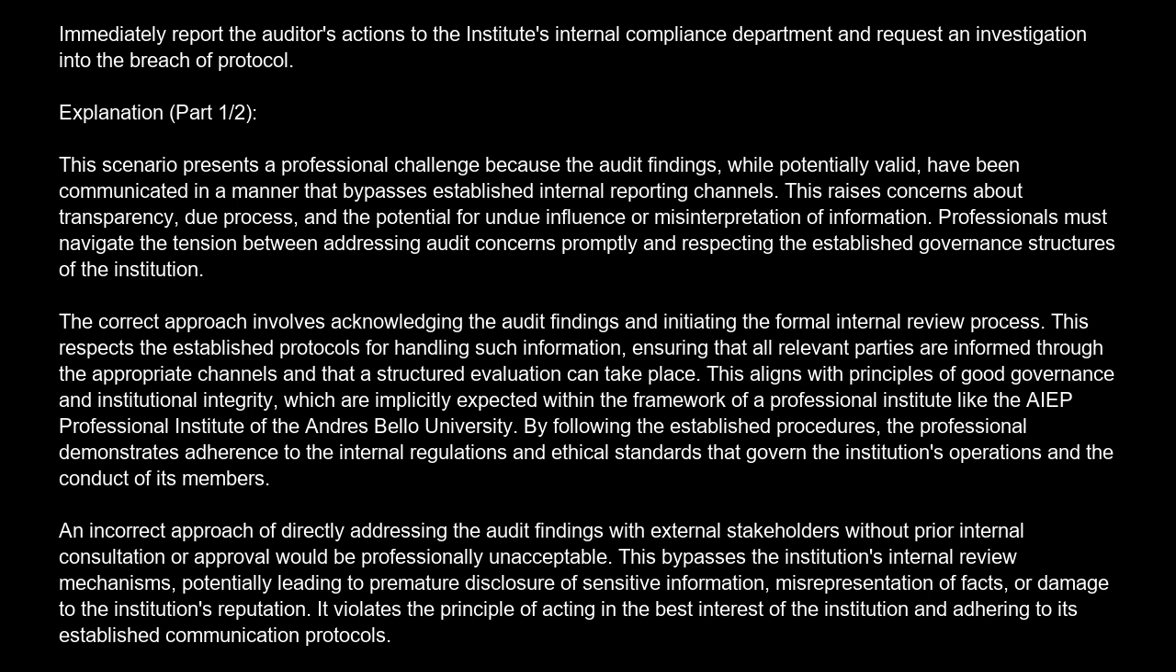An incorrect approach of directly addressing the audit findings with external stakeholders without prior internal consultation or approval would be professionally unacceptable. This bypasses the institution's internal review mechanisms, potentially leading to premature disclosure of sensitive information, misrepresentation of facts, or damage to the institution's reputation. It violates the principle of acting in the best interest of the institution and adhering to its established communication protocols.